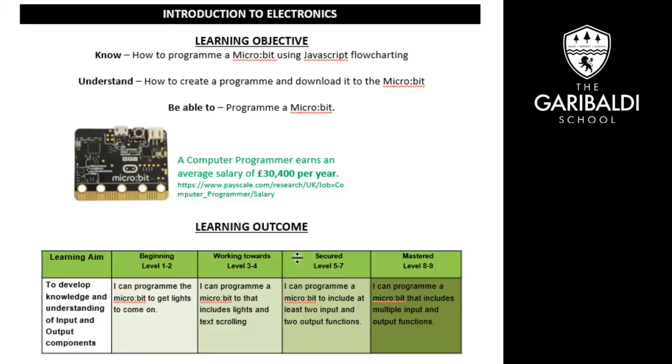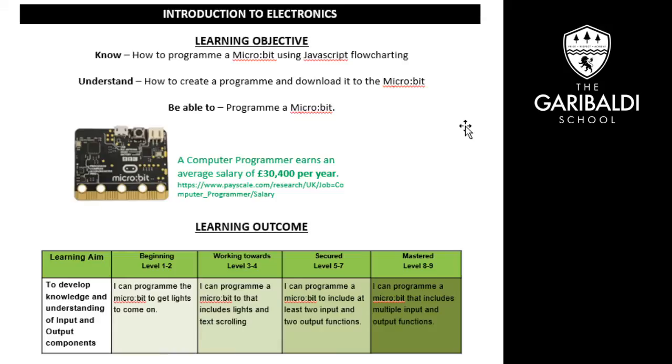Ideally, what we're looking at then is for you to have a go at creating a program. The easiest level is to get some lights to come on, potentially getting some text to scroll, some further other outputs, so we're looking at 2 output functions, and then finally for the higher level, ideally looking at multiple output functions.